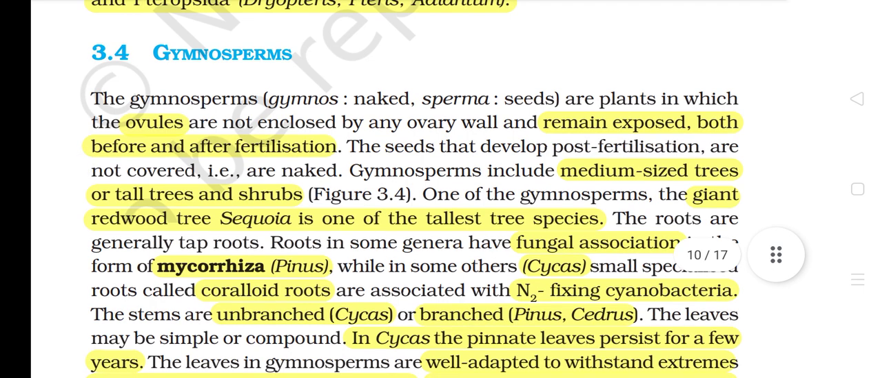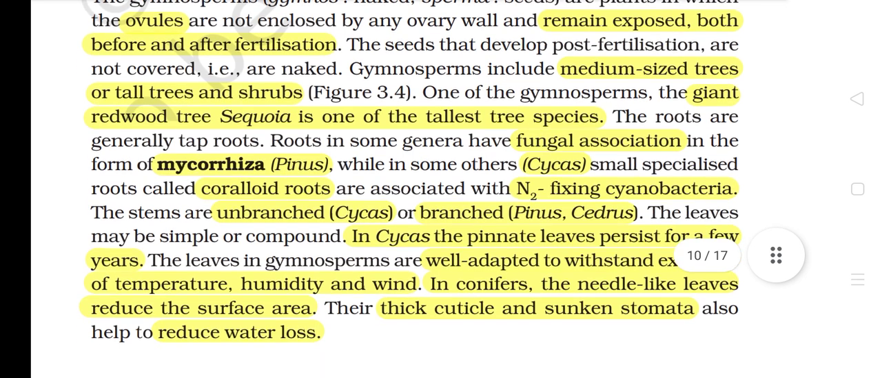3.4 Gymnosperms. The gymnosperms (gymnos: naked, sperma: seeds) are plants in which the ovules are not enclosed by any ovary wall and remain exposed both before and after fertilization. The seeds that develop post-fertilization are not covered, that is, are naked. Gymnosperms include medium-sized trees or tall trees and shrubs. One of the gymnosperms, the giant redwood tree Sequoia, is one of the tallest tree species. The roots are generally tap roots.